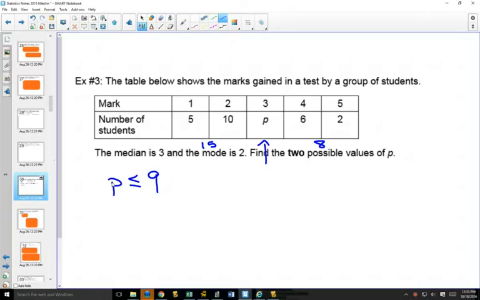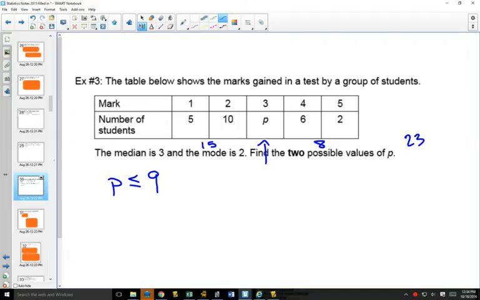Because if you had a value of 0 for P, then you would only have 23 items in total. And if you only have these 23 items in total, then the median number would be the 12th one. And if the median number was the 12th one, that's going to be a 2. So we need to somehow figure out how many P has to be so that the median falls in this value of 3. We already know that 0 would not be enough.